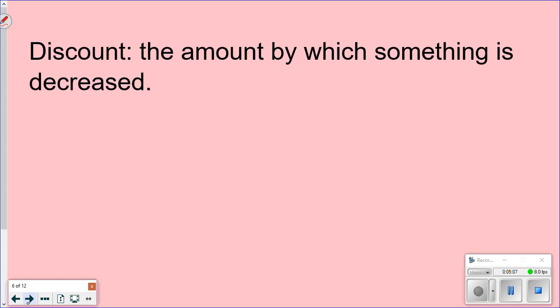Okay, next thing I want to talk about is discount. Everybody likes a good discount. Some people don't buy things unless it's discounted. So this is the amount by which something is decreased. A lot of times, maybe your mom or your dad gets a Kohl's thing in the mail, and you have to peel off the thing to tell how many percent you're going to get off. The more percent you get off, the more money you get off your purchase.